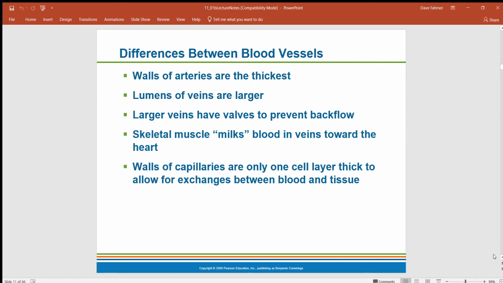So what are the main differences between the blood vessels? The walls of the arteries are thicker. The smooth muscle layer is going to be much thicker. The lumen of the veins is going to be larger. The space inside of that vessel is going to be larger. The larger veins are going to also have one-way valves that are kind of like the valves that are in the heart. They're going to make sure that blood does not backflow, and you only find these in the larger veins.